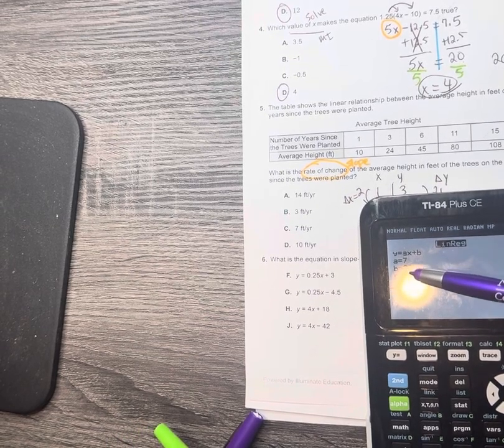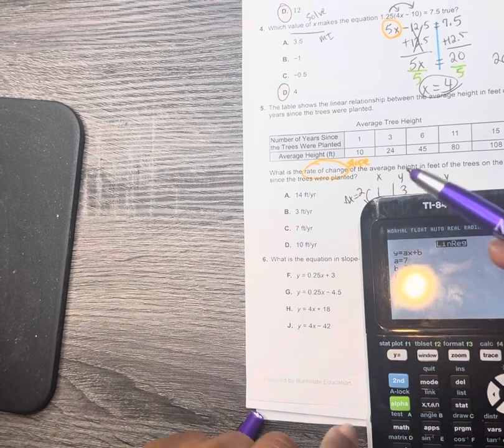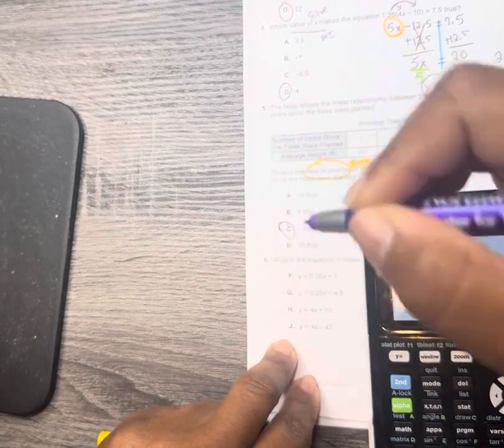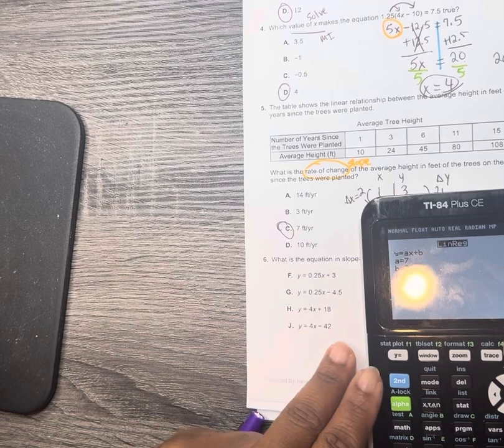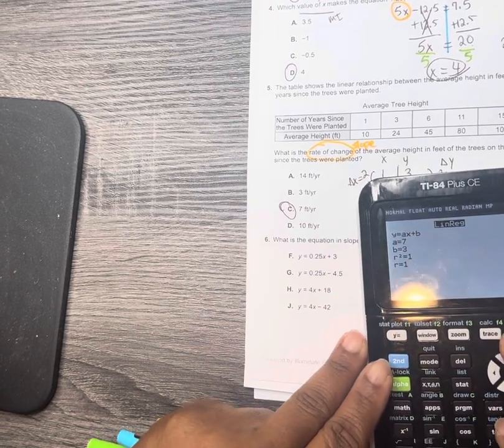And it does say here, when you plug it in, that A is 7. So we're going to go with the calculator and choose C. So the best thing to do here is to use the calculator.